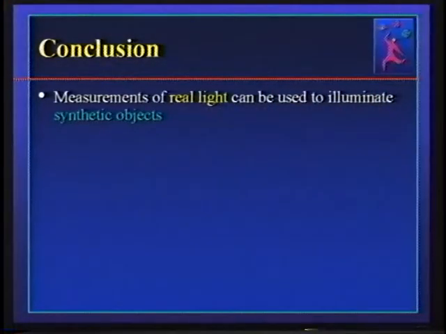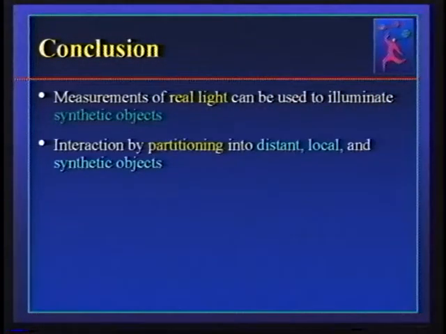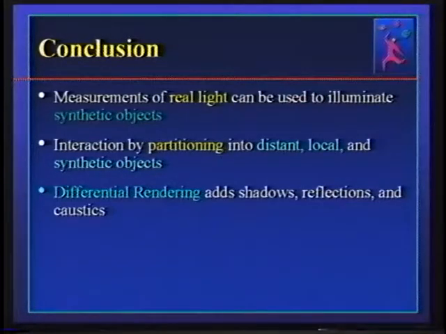So let me quickly conclude. The first thing, we've shown that measurements of real light can be used to illuminate synthetic objects. We've shown that you can actually set up a global illumination computation in which you partition the scene into the distant areas, the local areas, and then the synthetic objects themselves in order to compute the interaction between all of these components. We've presented a differential rendering method that adds the shadows and reflections and caustics into the scene, even if the material property estimates that you have for your local scene aren't quite accurate.